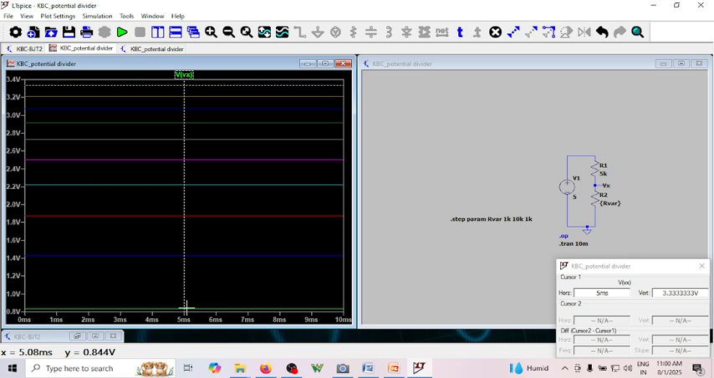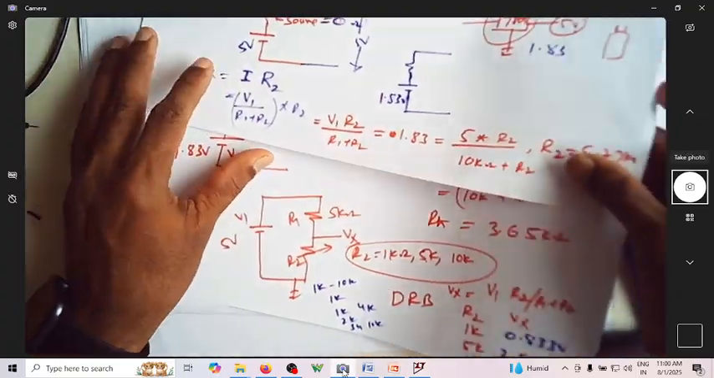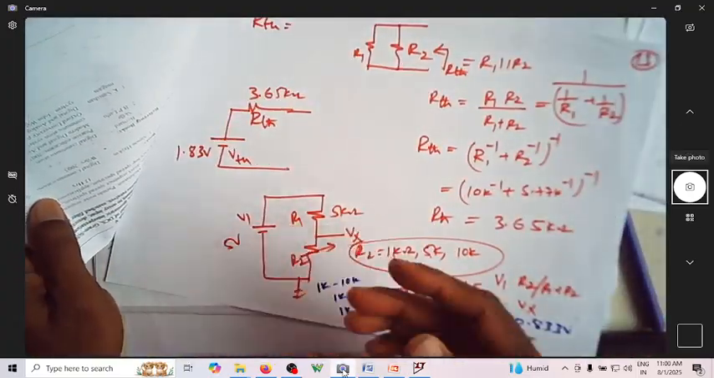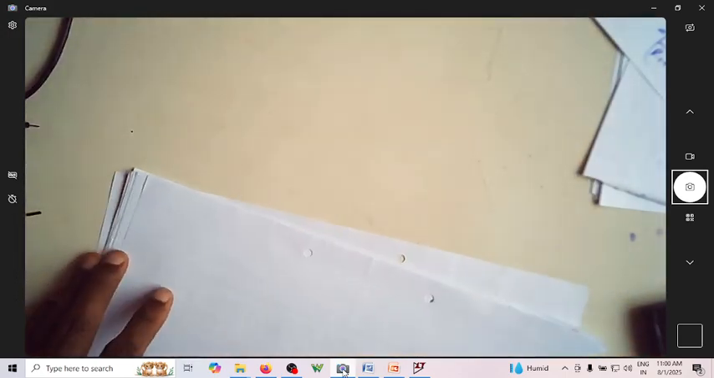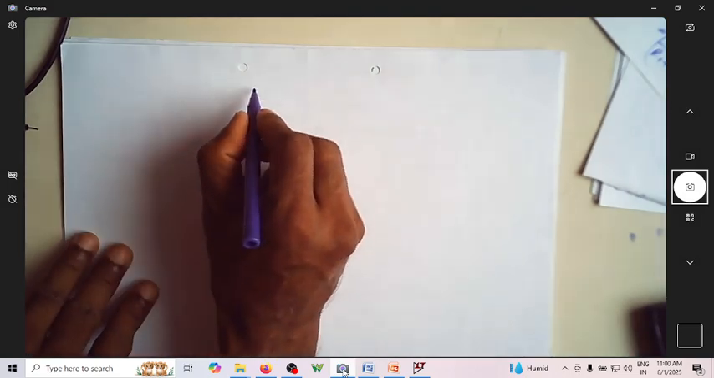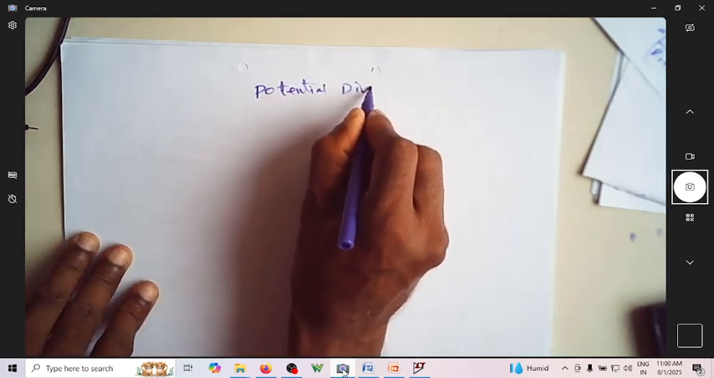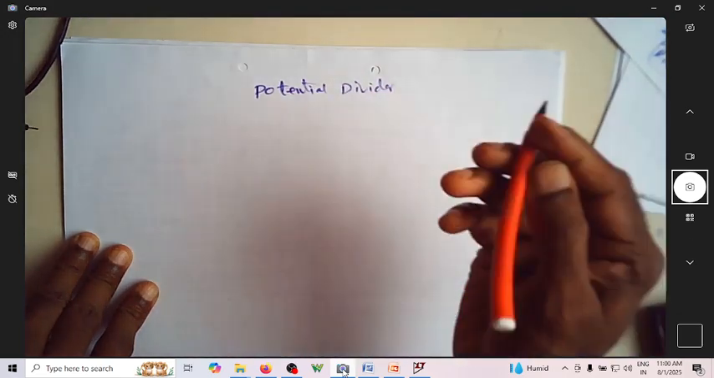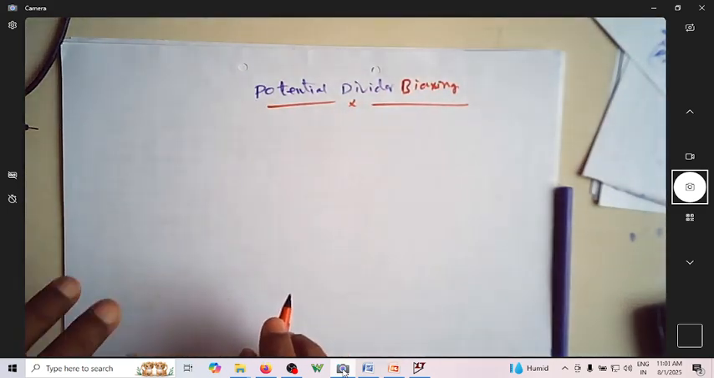Let us see the application of this potential divider. Usually we will not be using it for just reading the voltage. The most commonly used application of a potential divider is in biasing of MOSFETs and biasing of BJT circuits. I think you might have studied that in your classes. So we have potential divider biasing. This is the potential divider biasing.